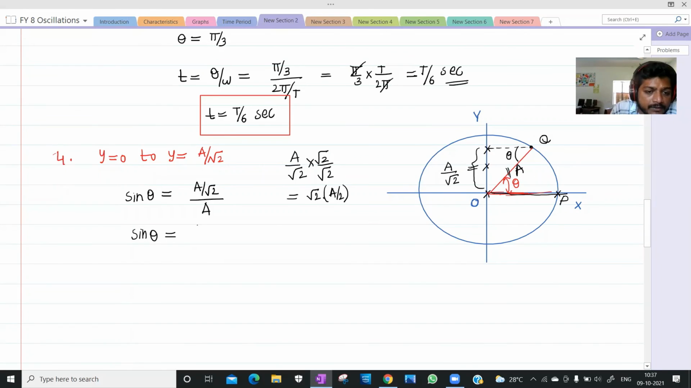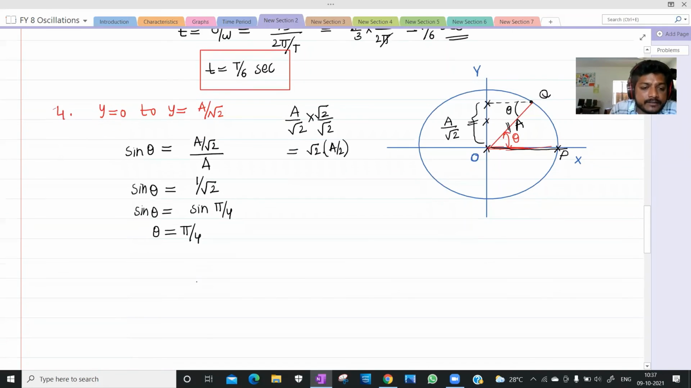Sin theta equals 1 by root 2, so theta equals 45 degrees, which is pi by 4 radians. Theta equals pi by 4.